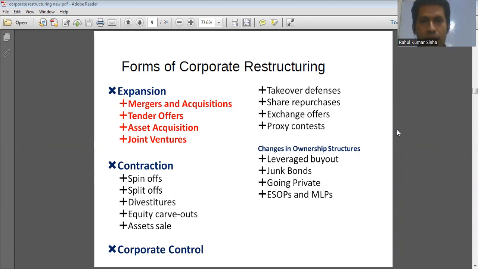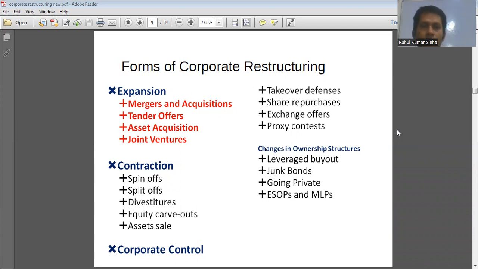As you have seen in the first video of this unit, corporate restructuring means any change in the ownership, any change in the operations of the business, or capital structure of the business. So the word restructure means change. You are bringing changes in the capital structure of the company, in the operations, and in the ownership.